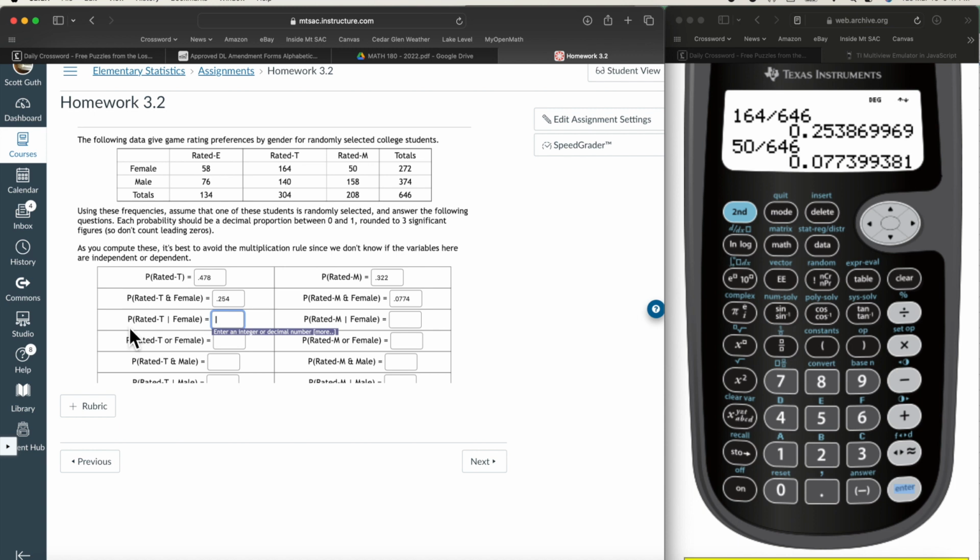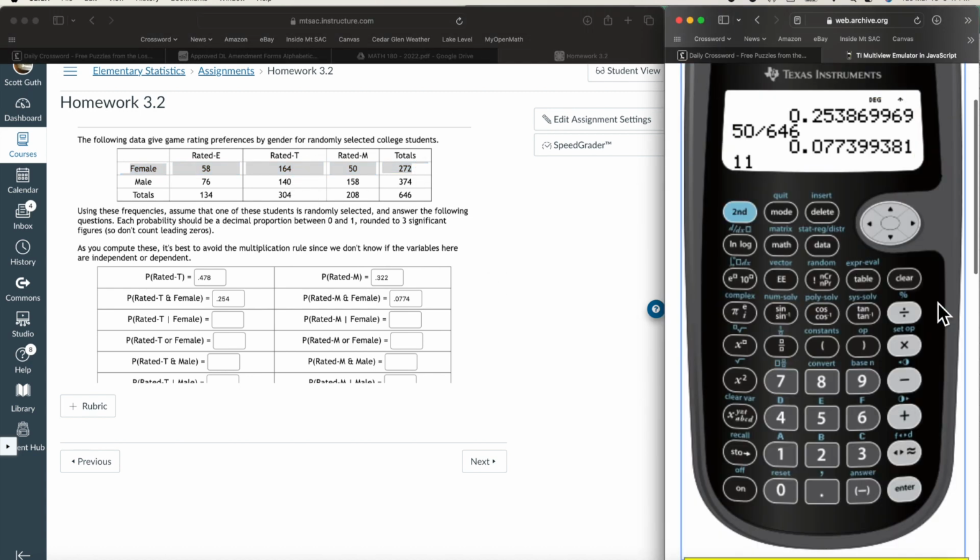Okay, so that all looks good. Now this is a conditional probability. So here it says, what's the probability that it's rated T given that it's a female? So if it's given that it's a female, you're only looking at these people. And that restricts a row or a column in your table. So given that it's a female, for rated T, there were 164 out of 272. And so 0.603 is what we'll do here.